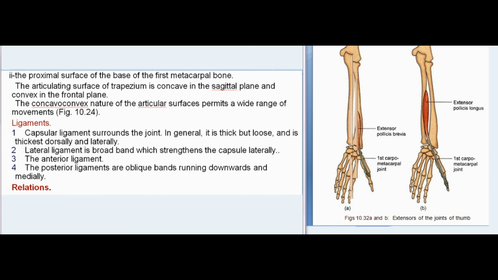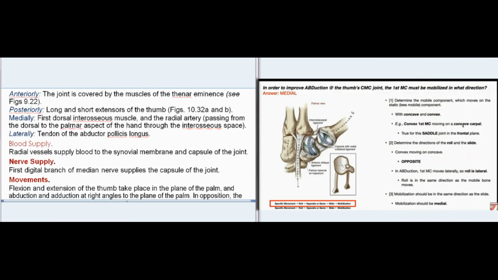Relations. Anteriorly, the joint is covered by the muscles of the thenar eminence, see Fig 9.22. Posteriorly, the long and short extensors of the thumb, Figs 10.32a and b. Medially, the first dorsal interosseous muscle, and the radial artery, passing from the dorsal to the palmar aspect of the hand through the interosseous space. Laterally, the tendon of the abductor pollicis longus. Blood supply. Radial vessels supply blood to the synovial membrane and capsule of the joint. Nerve supply.